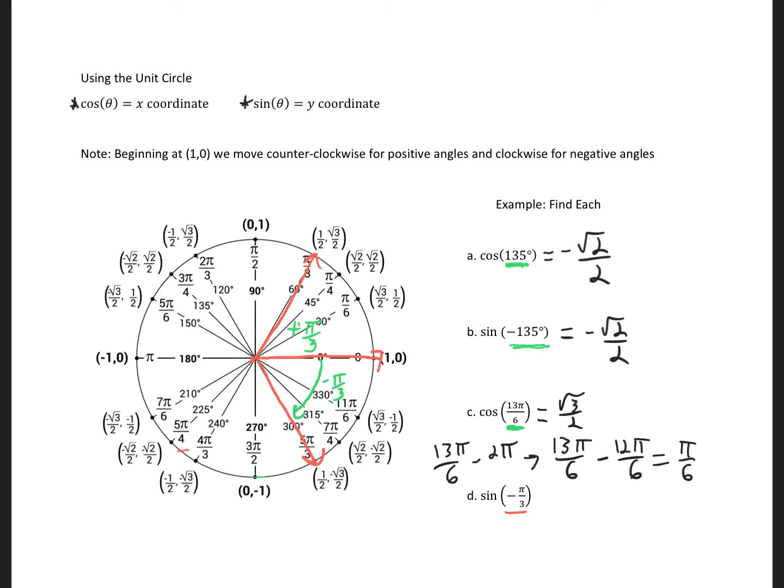Since we're asked about sine, we want to know what is the y coordinate at that position. The y coordinate is negative square root of 3 over 2. So if you're asked to find cosine or sine of an angle, then what we're looking for is the x coordinate at that position for cosine or the y coordinate at that position for sine.